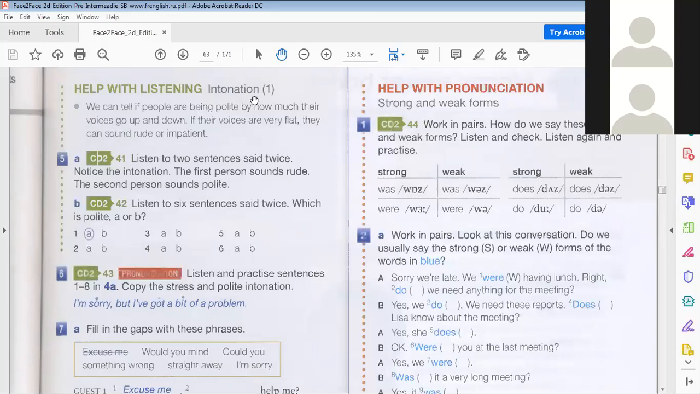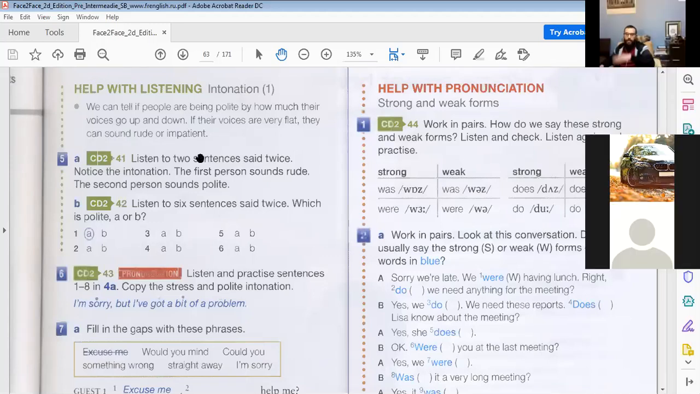All right, so of course we've talked about intonation before. If you want to sound friendly or if you want to sound polite, your voice in your intonation needs to go up and down. This way you sound interesting or you sound friendly, or you sound polite. But if you speak in one tone like this, it sounds very flat and it sounds like it's rude. So you can control how you sound by the way you talk. This is the idea. Intonation.